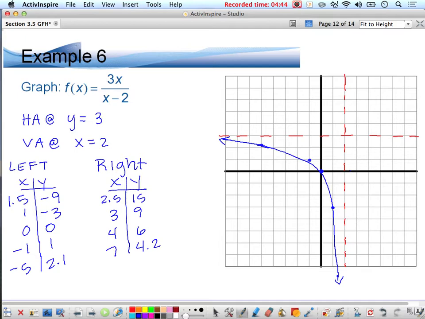2.5 is way up at 15. 3 is way up at 9. 4 is at 6. And 7 is at 4.2. So it's pretty far away. It's not hugging very closely through here. Do you guys see that? Okay, that's all it takes to graph those. Do you have any questions about that? All right, let's do another.